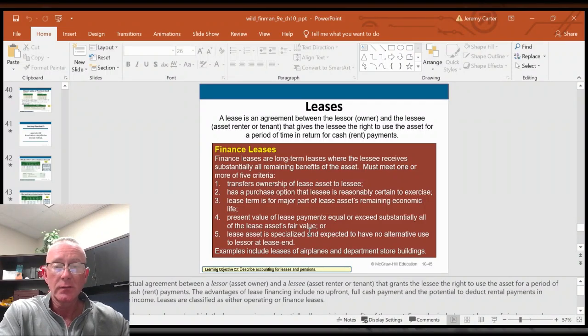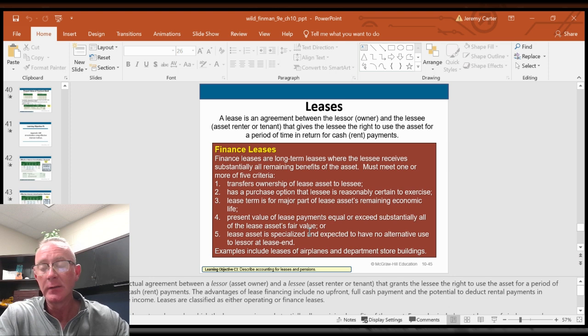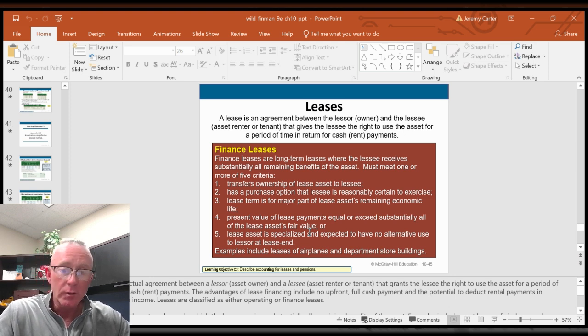All right, so let's talk about leases for a second. Leases are usually categorized one of two ways: as an operating lease or a capital lease. The majority of your leases are going to be operating leases, which we're just going to record as rent expense. We're not going to have to set up our equipment as an asset and depreciate it.